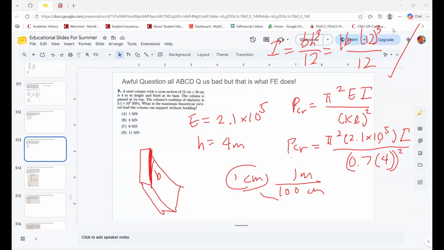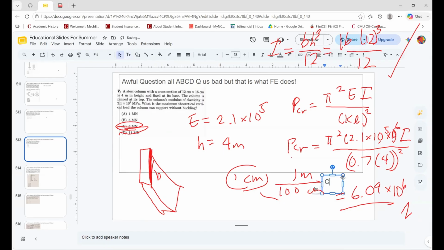With that, I said I get 6.09. I think, well, that's what I get. Oh, I didn't do times 10 to the 6 over here. So it is mega. This one's supposed to be 10 to the 6 also again. So this is 6 mega, so C. Yeah, it took a little while, but got the answer.